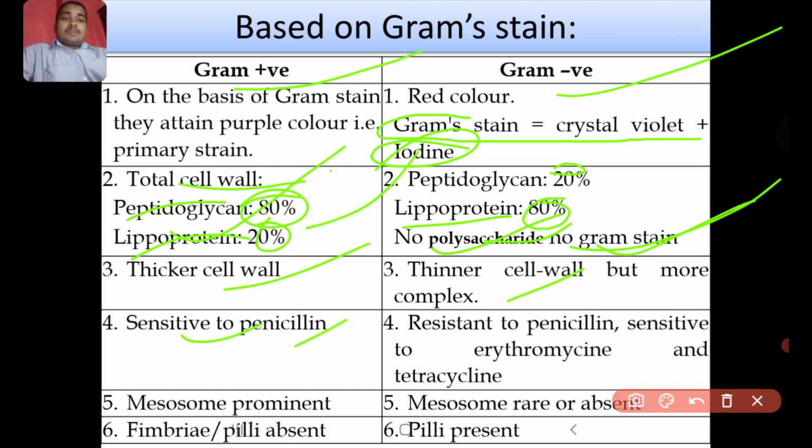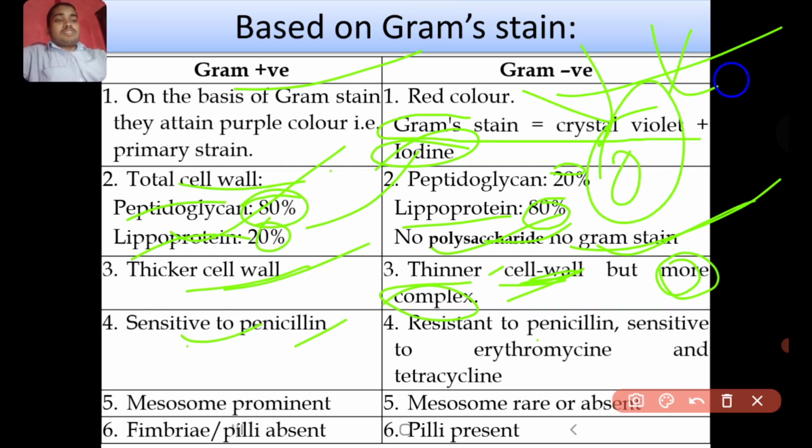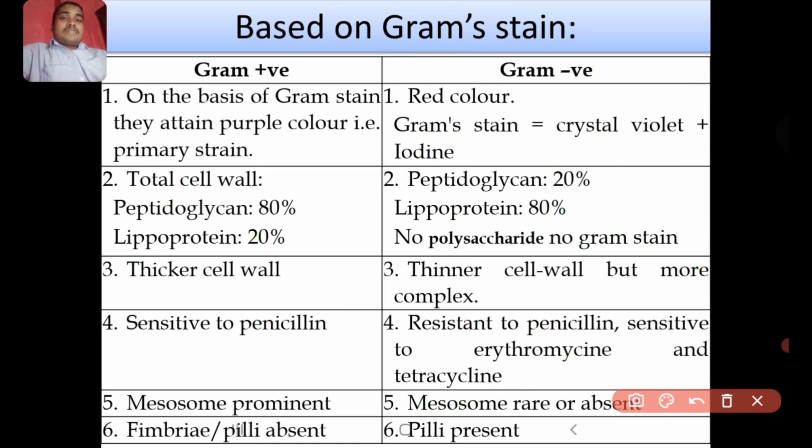Gram positive is sensitive to penicillin. Its cell wall is thicker, yet it is sensitive. Gram negative has a thinner cell wall, but why is it resistant? Because its cell is more complex, and due to this complexity, the cell wall protects the bacteria from the external environment, be that penicillin, erythromycin or tetracycline. An exam question may come: which bacteria is more resistant to penicillin? There may be some examples, or it may simply say option A gram positive, option B gram negative, option C something else; that depends on the examiner.